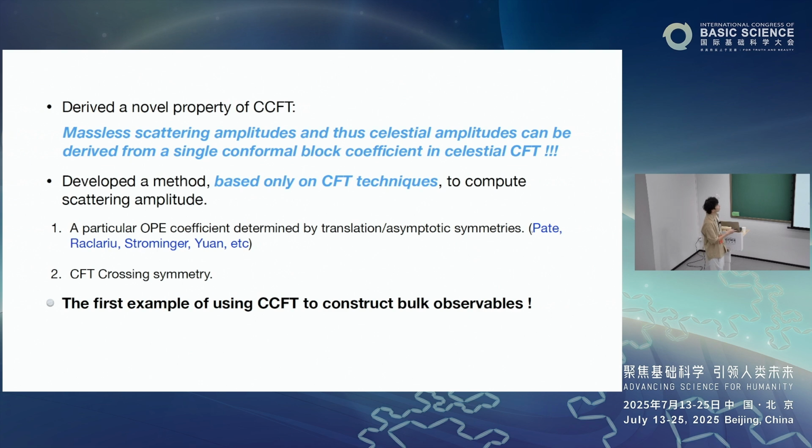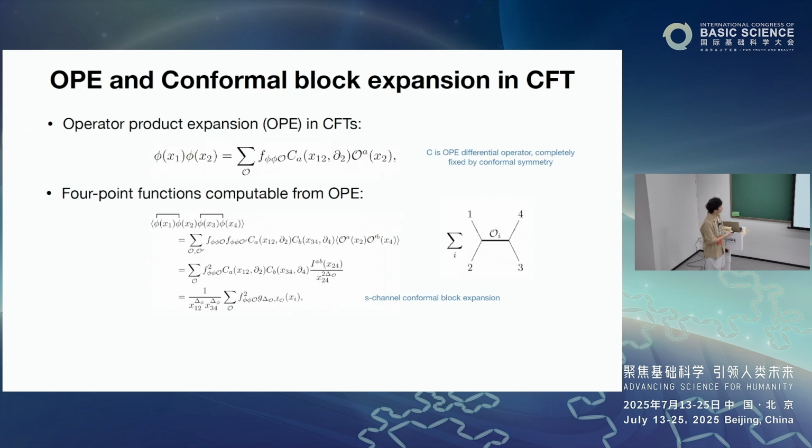And due to these properties, what we can do is determine the correlation function in celestial CFT. We just need to figure out one of the coefficients, and using this one coefficient, we can determine the full celestial amplitude. And from the full celestial amplitude, we can then derive the full scattering amplitude. So this is our method, I mean, the basic principle of the method. We're using CFT techniques to determine the one coefficient, and from the one coefficient, we determine the full scattering amplitude and the correlators.